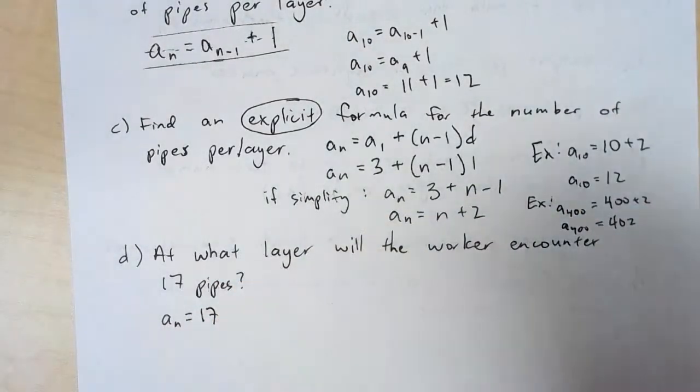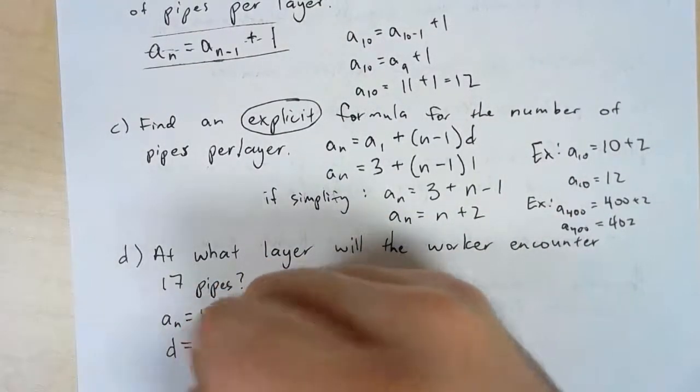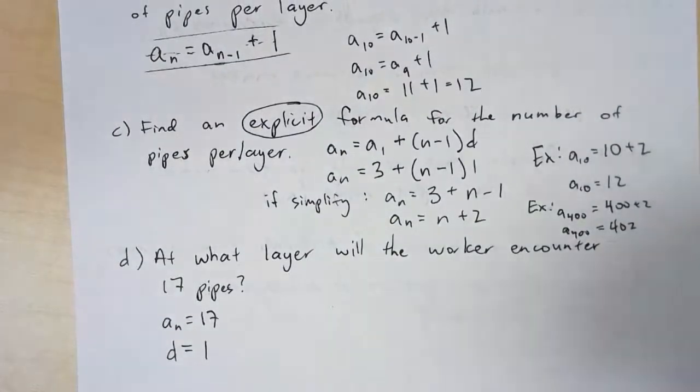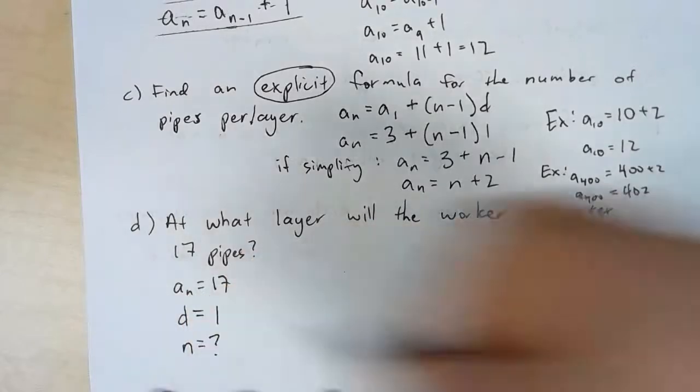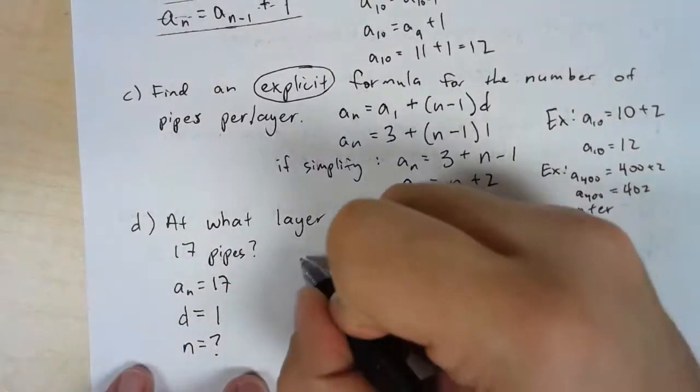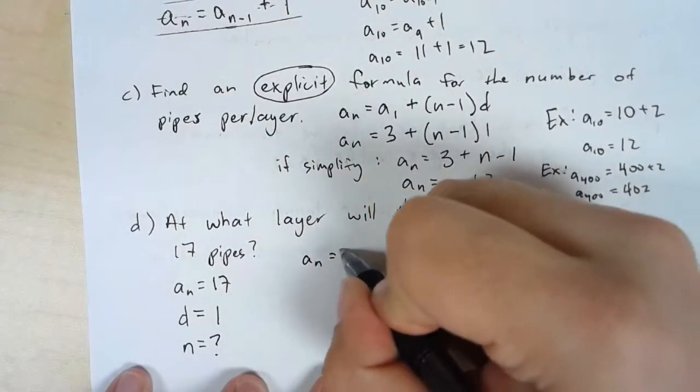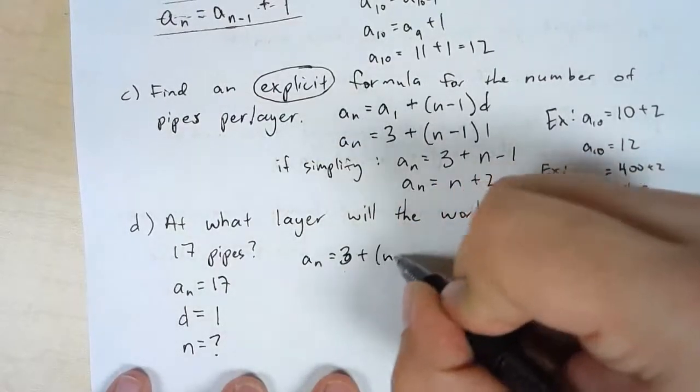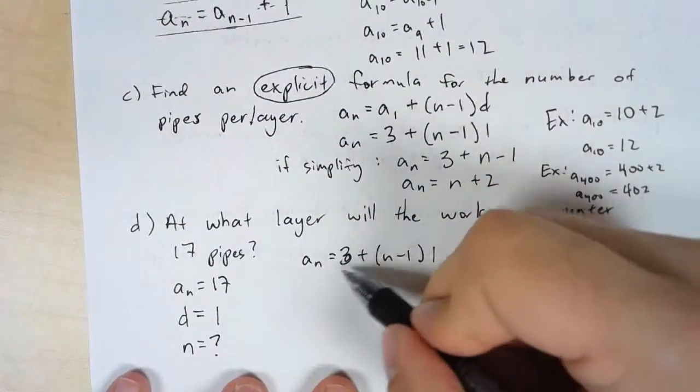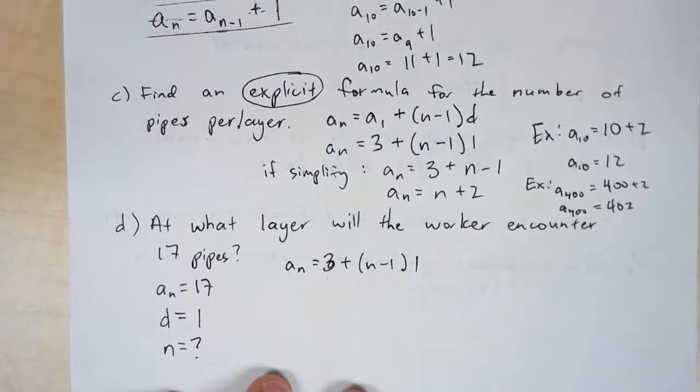We know that a sub n is equal to 17. Our common difference hasn't changed. We still are adding 1 pipe every single time. What we don't know is n. We say, I have no idea what layer number it is. So a sub n equals our 3 plus n minus 1 times our 1. I was going to try to derive this again, but I don't need to derive this again.